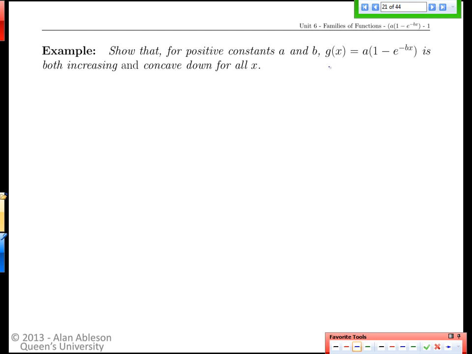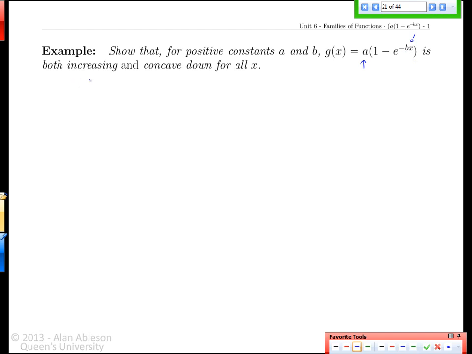We consider here a family of functions, again with two parameters, a and b, and this time it's based on an exponential function, e to the minus bx. And again, we can imagine if we change the value of a, we'd get a different graph. If we change the value of b, we would get a different graph. But those graphs will all have something in common, with just some differences due to the particular choice of a and b.